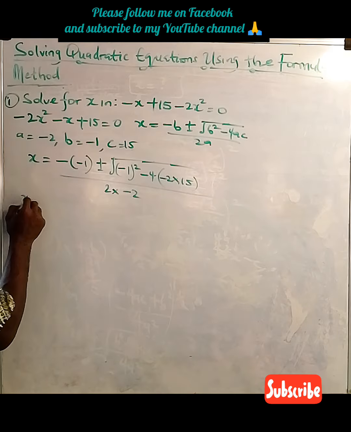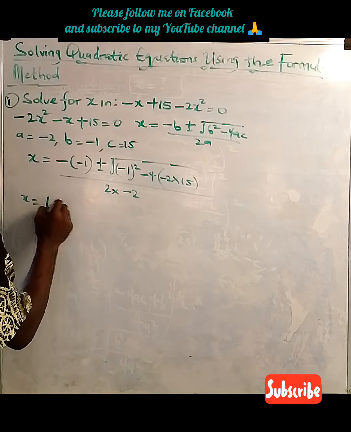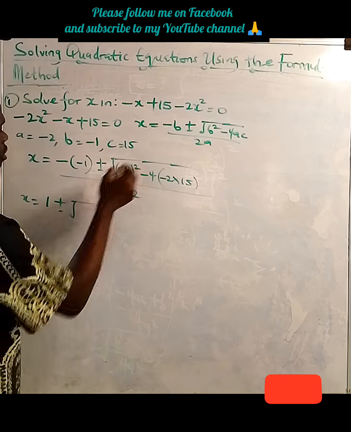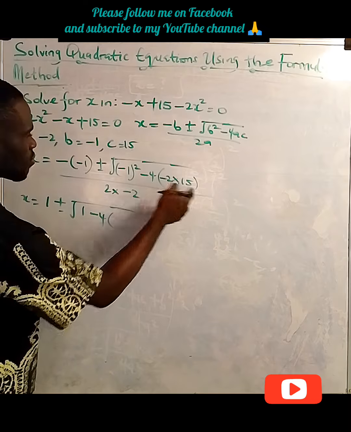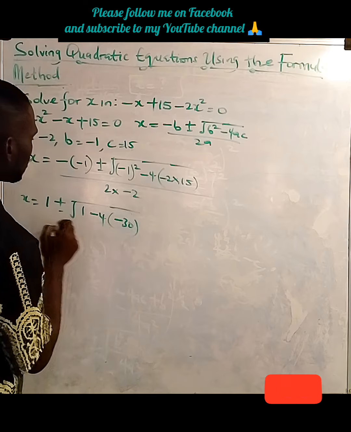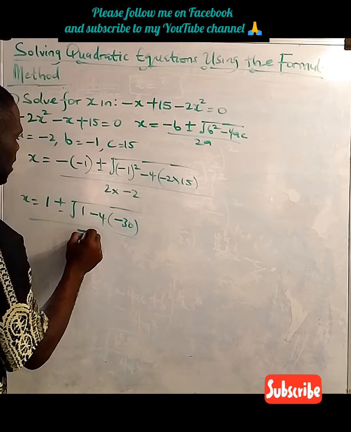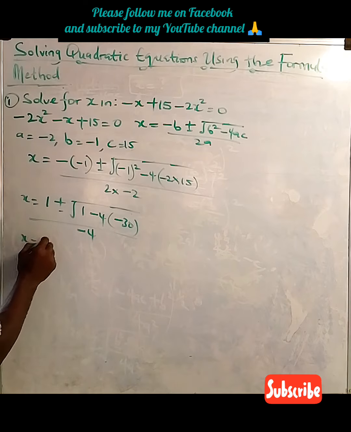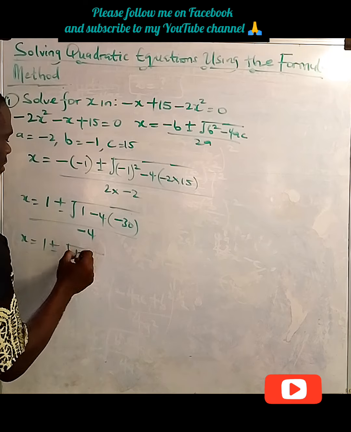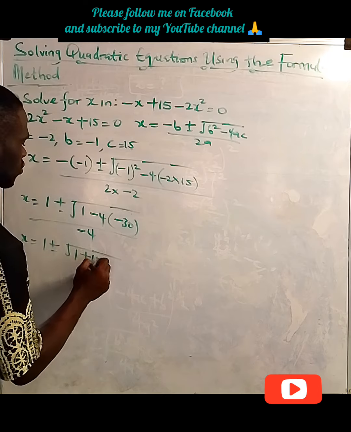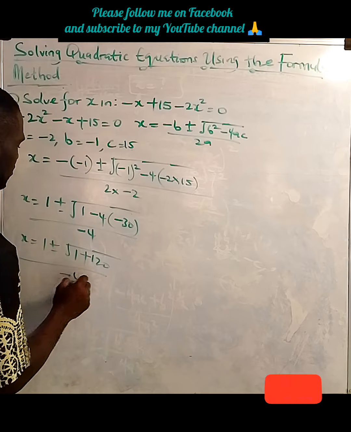So what do we have? x is equal to minus minus 1, which is plus 1, plus or minus the square root of (-1)², which is ordinary 1. Then minus 4 stays out, and -2 times 15 is -30, all over 2 times -2, which is -4. So x is 1 plus or minus the square root of 1, then minus and minus is plus, and 4 times 30 gives us 120, over -4.